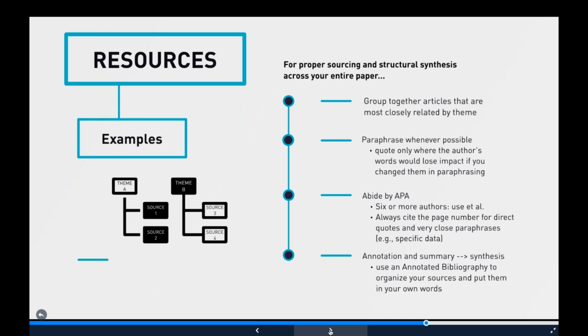It makes it much simpler to write out your citations if you only have to put the first author's name and then abbreviate all the rest of them to et al. This rule is not changing. You're always going to cite the page number for a direct quote, always.